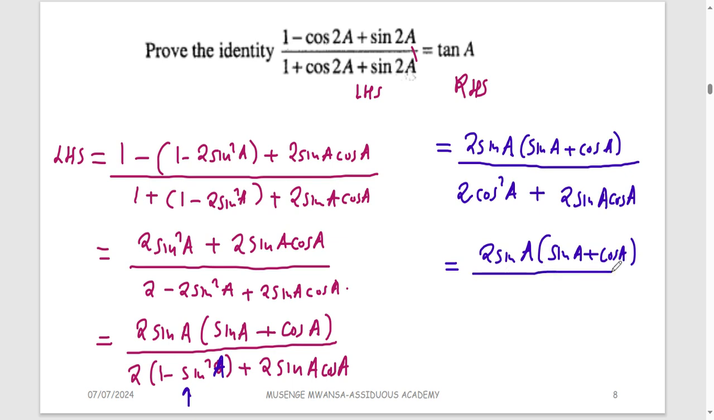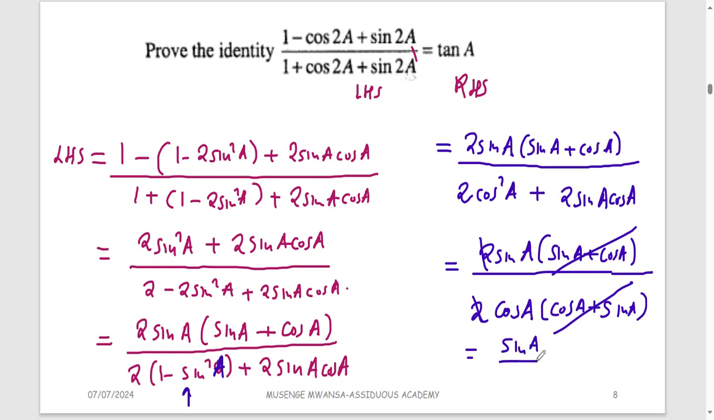In the denominator, you can see we have got 2, 2. I'm going to factorize out that 2. And then cos is common. I'll factorize out cos A. So we remain with 1 cos. And then the other side will also remain with a sin, because we factorize out a cos. Can you see that this and this is the same? And 2 and 2 will cancel out. We remain with sin A over cos A.